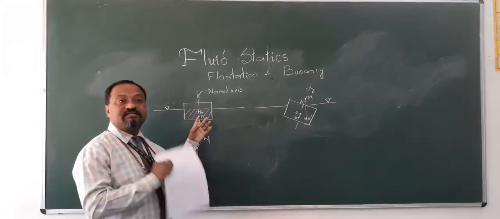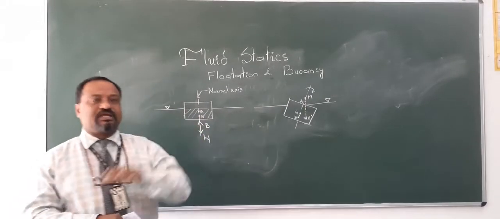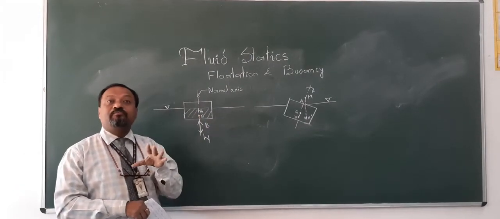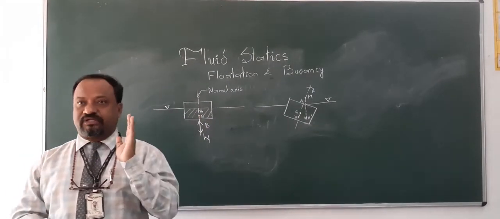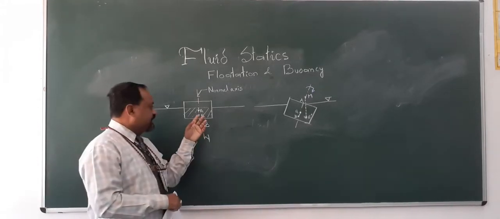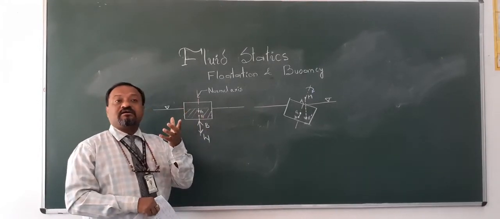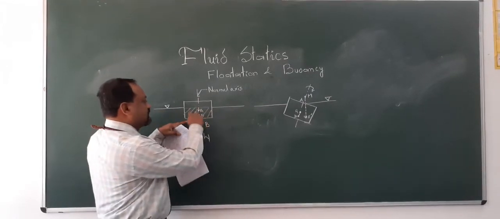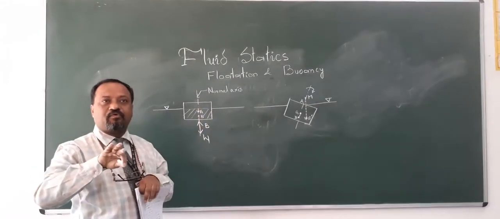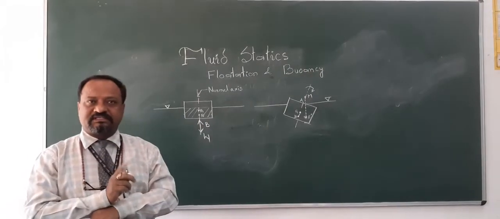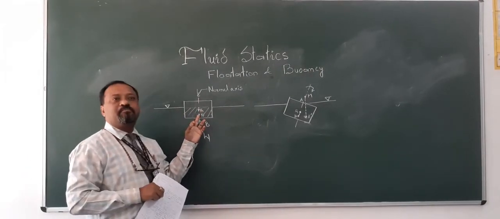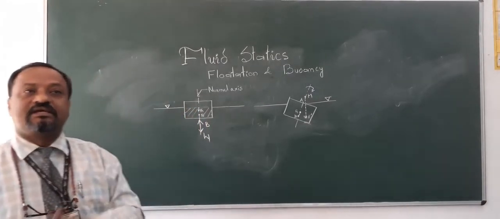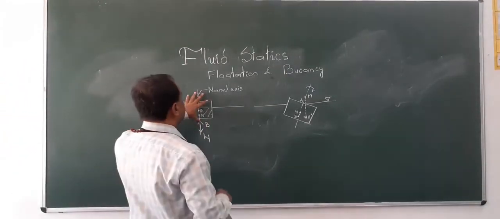Why? How is it decided? It is at B, because B is the CG point of the displaced liquid. I am repeating, B is the CG of the displaced liquid. Whatever liquid is displaced by the body must also have one CG, and that is nothing but B, which is known as the point of buoyancy. Clear? Now let us see.